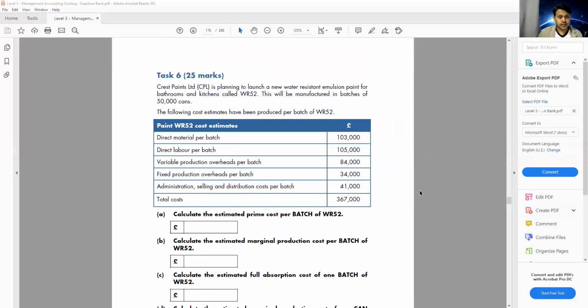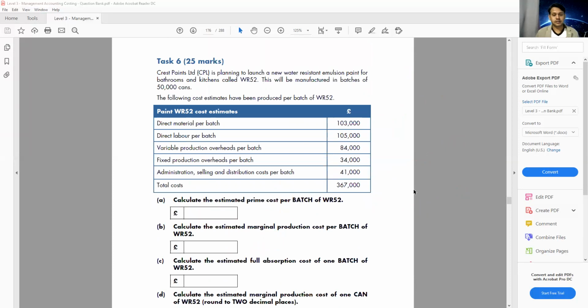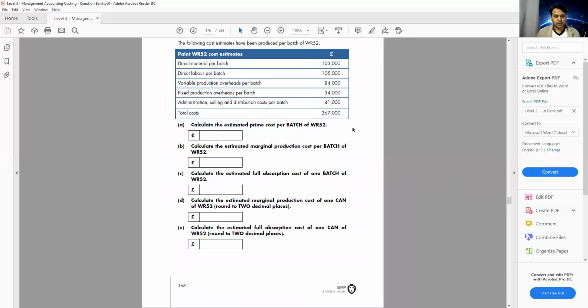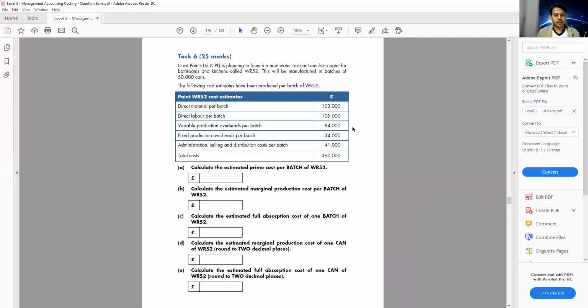Okay, let's move to the next question. Task 6, 25 marks. Let's make it a bit smaller so that you can see everything on one page. Okay, let's take this question.